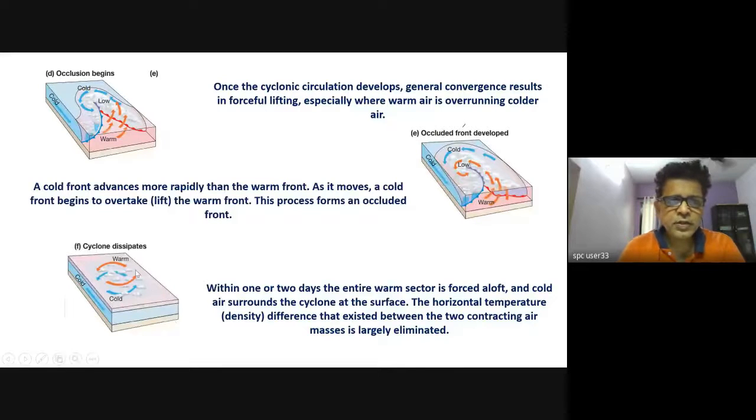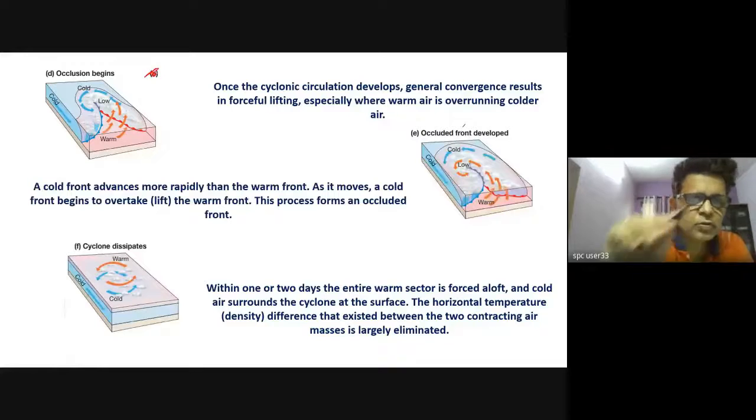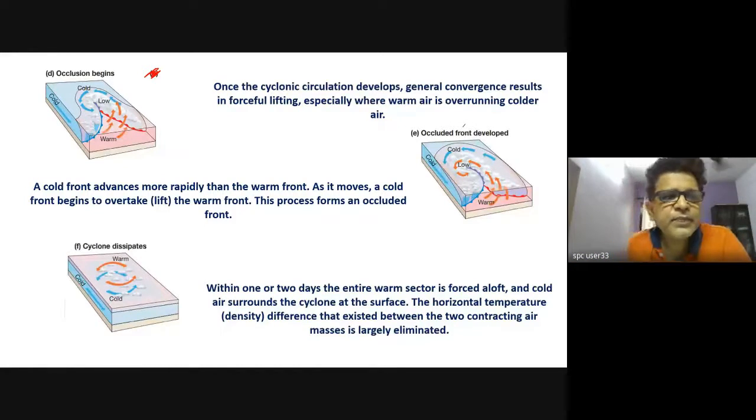Okay, the fourth stage. Don't look at this part. This is not supposed to be there. My photoshopping has gone wrong there.